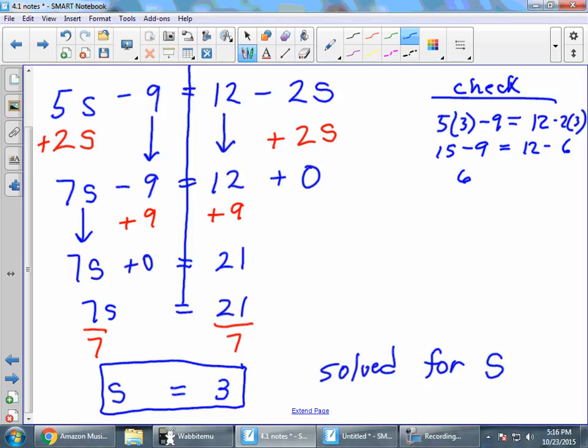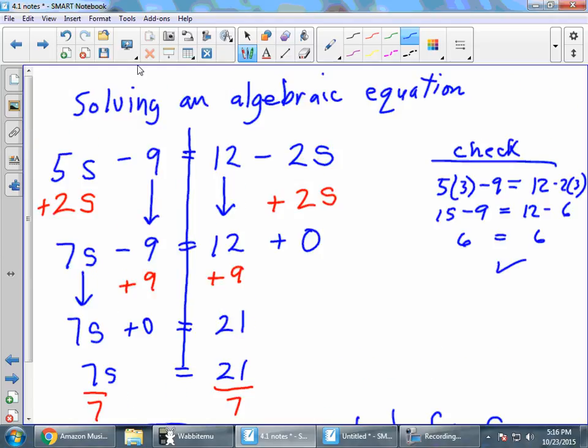15 minus 9 is 6. 12 minus 6 is 6. And that is true. 6 equals 6. So I know that it works. I know that I got the right answer. And that's very cool. So if you need to, stop this video and take some notes, or even rewind it and watch it from the beginning, solving an algebraic equation.